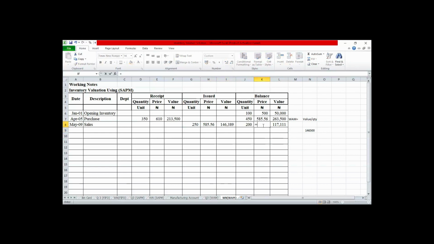Now, if you confirm the value, the price will also be the same thing divided by 200. Dividing the value again by the available quantity, you will still have the same price. You don't need to stress yourself on that.